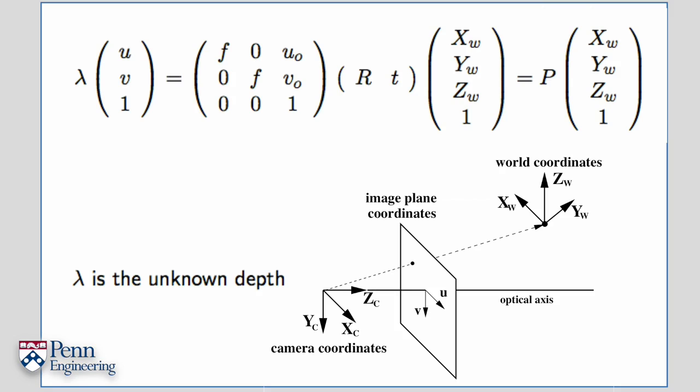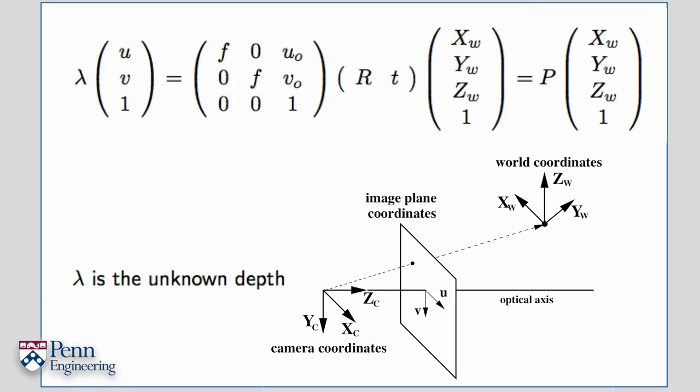Let's say somebody gives us u and v. Then if P were known, we will not be able to immediately get xw, yw, zw because there is one unknown there, the lambda, the unknown depth. But instead of this, we're going to get a ray in space through the center of projection and the pixel. But in both cases, we need P, the 3x4 projection matrix. Now, this 3x4 projection matrix depends on the camera parameters, the f, the u0 and v0, and the parameters with respect to the world, what we call extrinsic parameters, R and t.